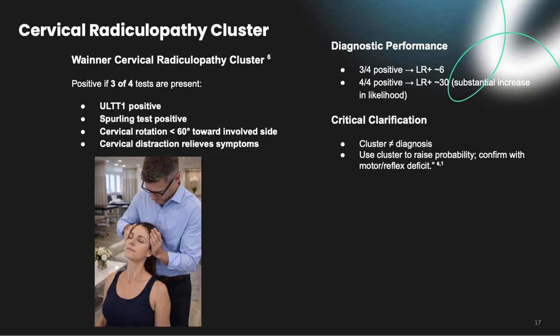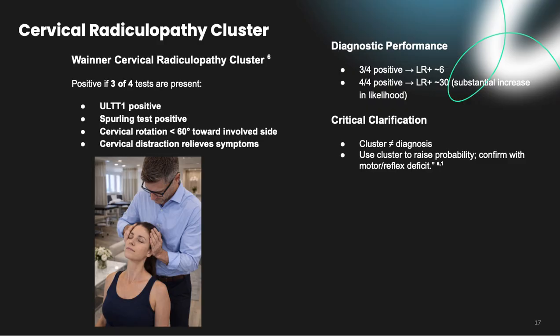Okay, now we talk about the cervical radiculopathy cluster by Wainner et al. Remember that name. He's got a 4-test cluster, and they are as follows. Number 1, a positive upper limb tension test 1, which is the median nerve. A positive Spurling's, which is going to be putting the patient in side bending and applying a compression through the cervical spine. Cervical rotation less than 60 degrees to their involved side, okay? And distraction, as you see in this picture here, is relieving of symptoms.